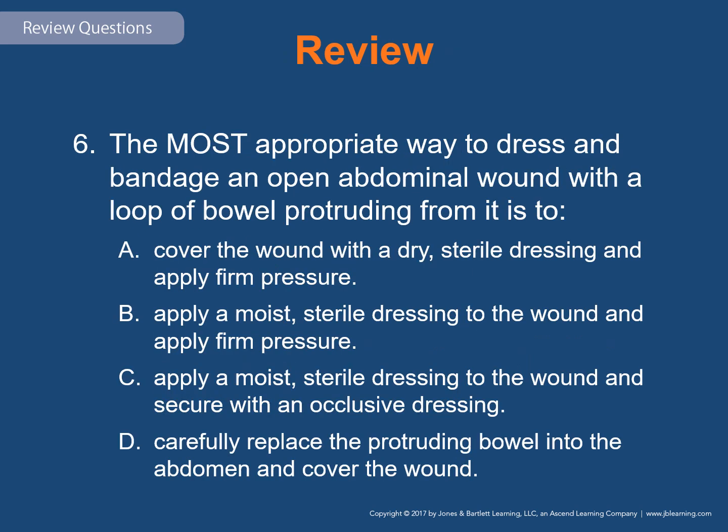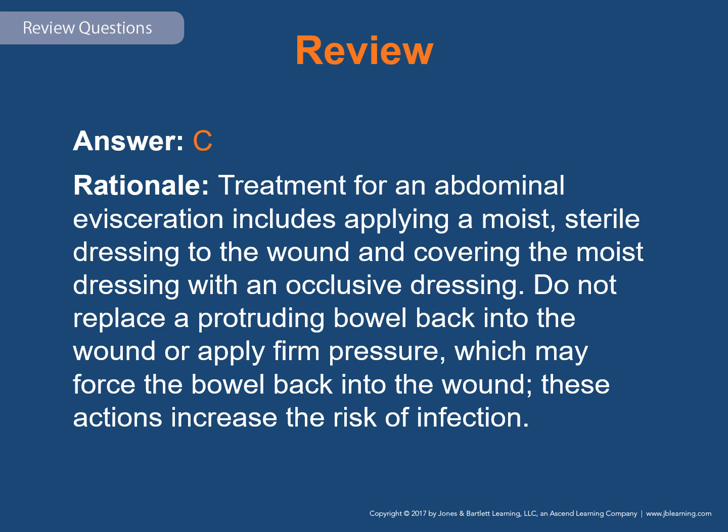Question 6. The most appropriate way to dress and bandage an open abdominal wound with a loop of bowel that is protruding from this open wound is to A, cover the wound with a dry sterile dressing and apply firm pressure. B, apply a moist sterile dressing to the wound and apply firm pressure. C, apply a moist sterile dressing to the wound and secure with an occlusive dressing. Or D, carefully replace the protruding bowel into the abdomen and cover the wound. If you read these carefully, then with logic, you should definitely get the correct answer. And that correct answer is C.